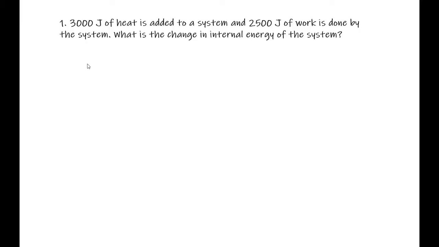So let us try solving this problem. 3000 joules of heat is added to a system and 2500 joules of work is done by the system. So what is the change in internal energy of the system?